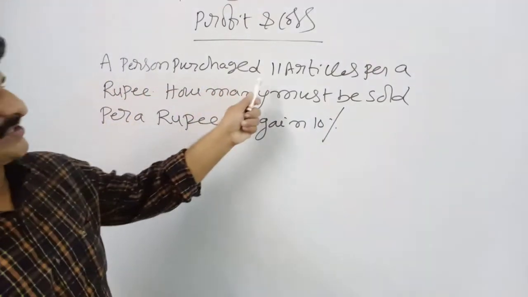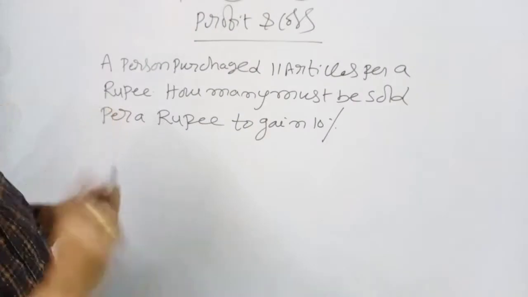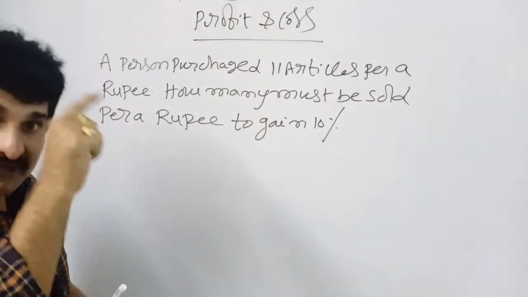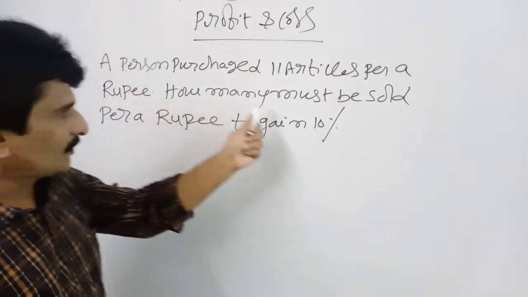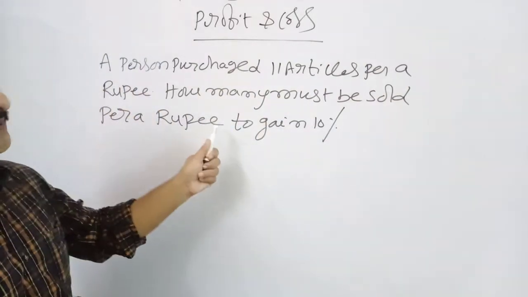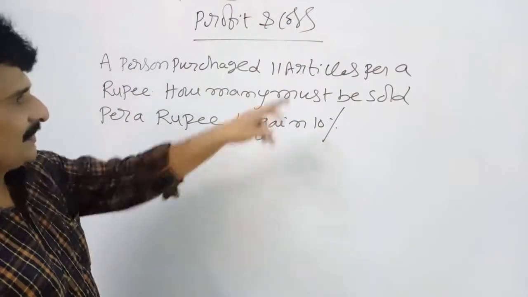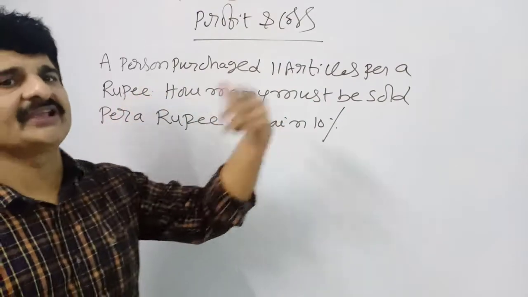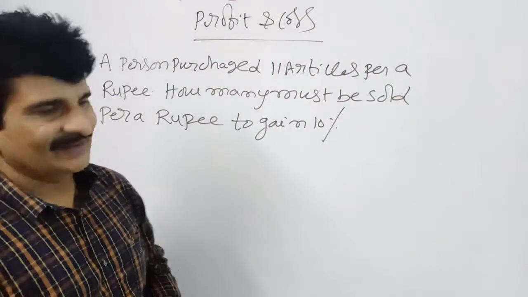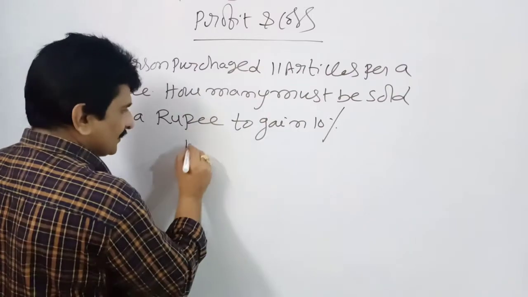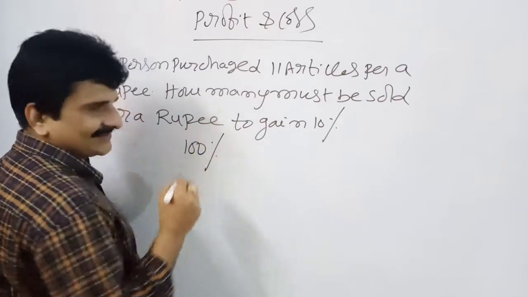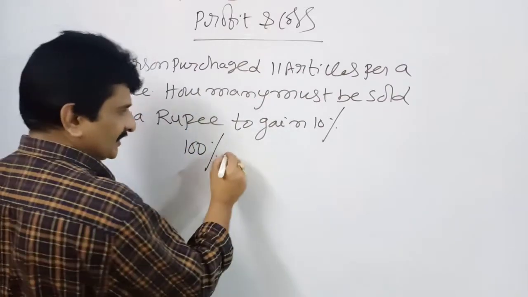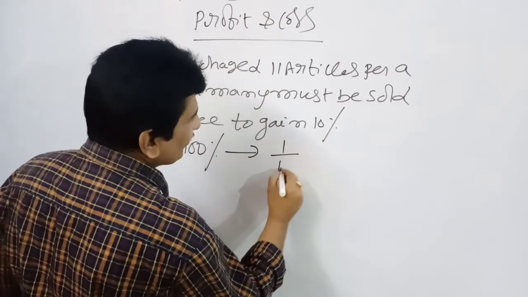A person purchased 11 articles per rupee. How many must be sold per rupee to gain 10%? He purchased 11 articles for 1 rupee. To gain 10%, how many must he sell per rupee? Purchased means CP. CP is always 100%. Remember, CP is always 100%, equal to 1 by 11.